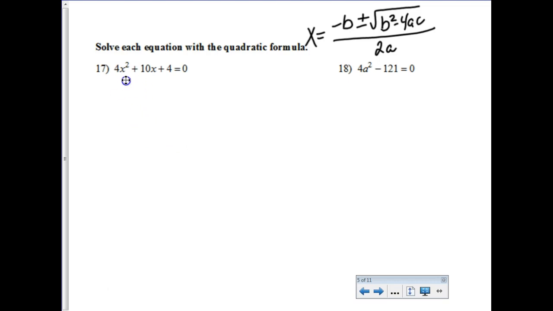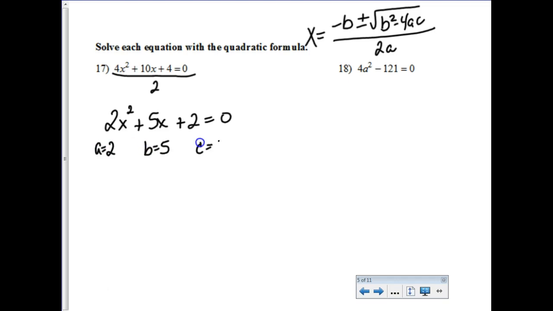The first thing I notice about number 17, though, it's an equation where everything's divisible by 2. So I'm going to go ahead and divide everything by 2, so that way I don't have to divide later. So you end up with 2x squared plus 5x plus 2. That's my new quadratic. So your a value is 2, your b value is 5, and your c value is 2. Probably should have color-coded that. Let's see. 2 and 5, and then c is 2 as well.